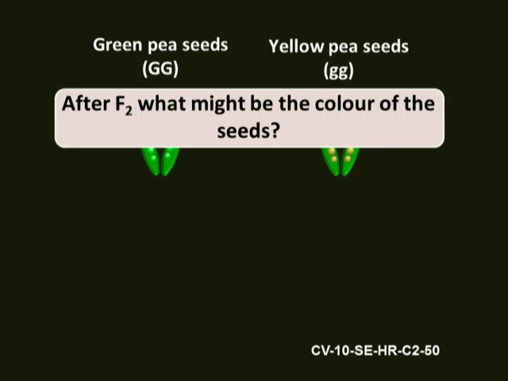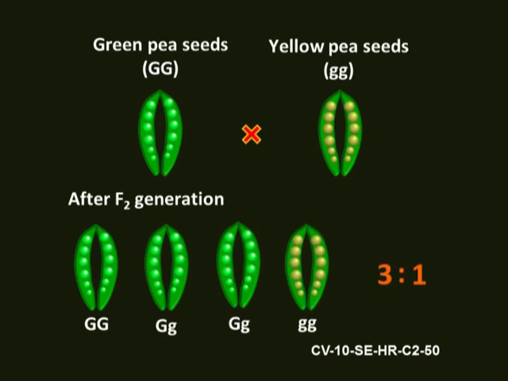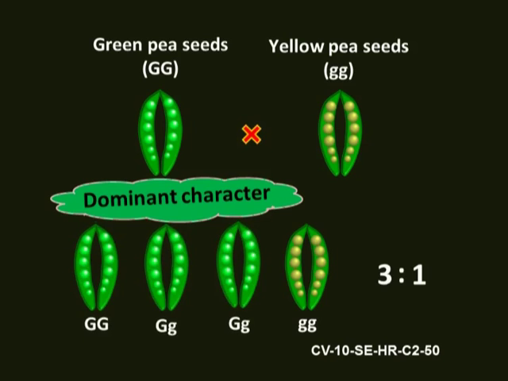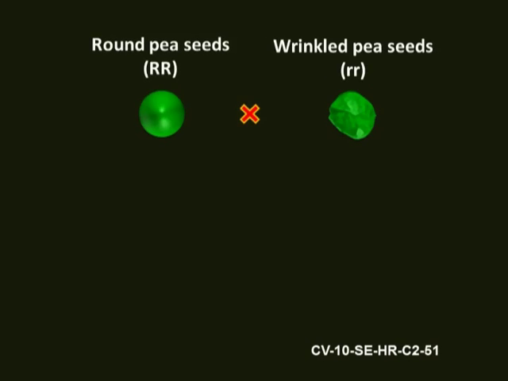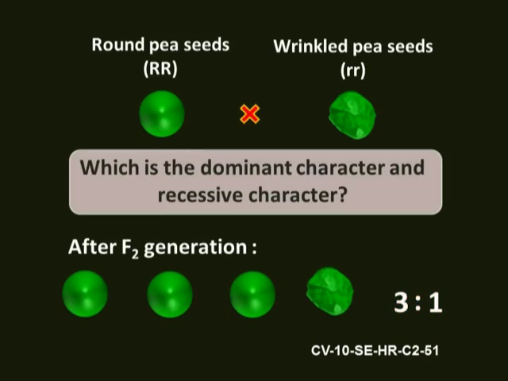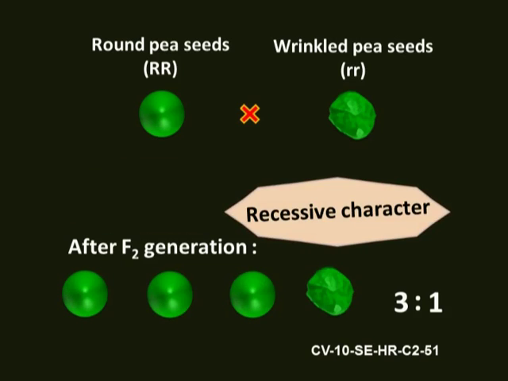After F2, what might be the color of the pea seeds? 3 green and 1 yellow seeded plant, that means 3:1. Now, can you guess the dominant character? That's right, the dominant character is green color of the seeds and the recessive character is yellow color of the seeds. Now the next contrasting character, round and wrinkled pea seeds. Now tell me, which is the dominant character and which is the recessive character? Round shape of seeds is the dominant character and wrinkled shape is the recessive character.